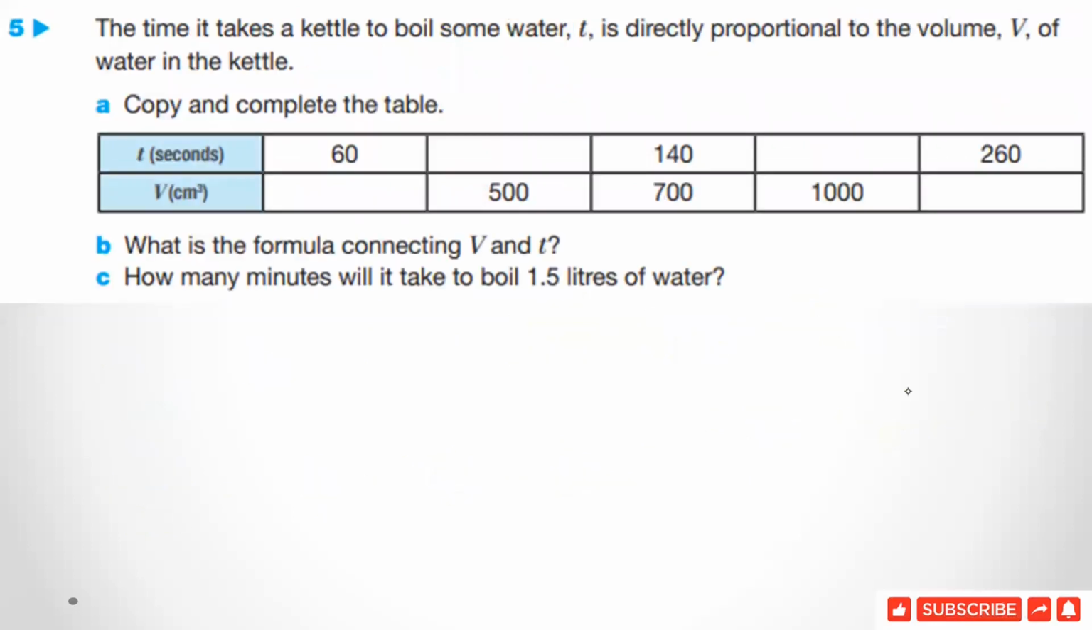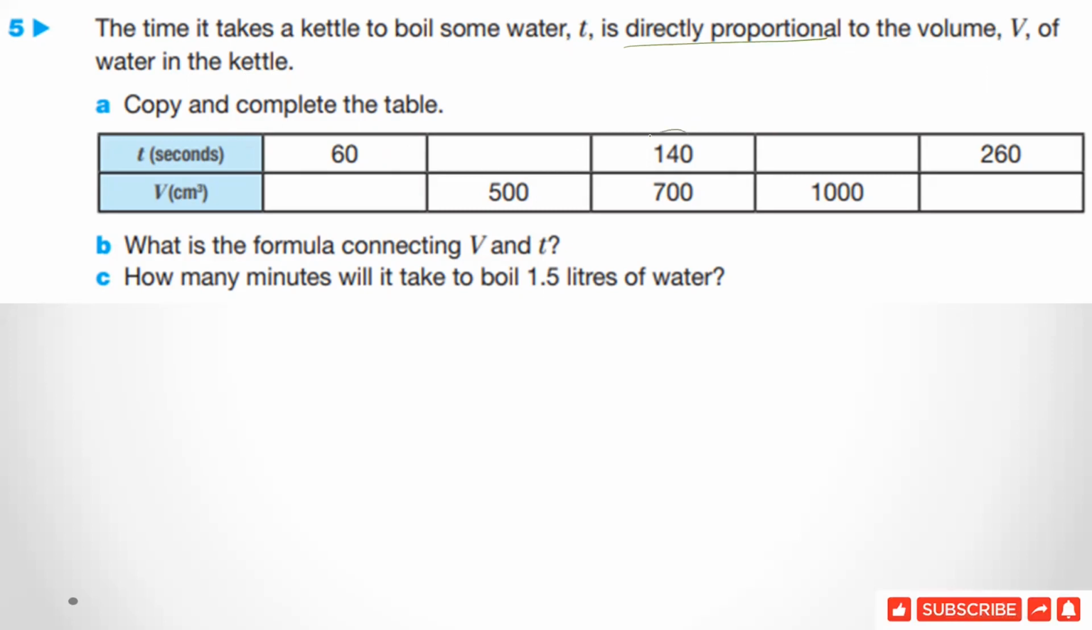Question 4 is over. Question 5. The time it takes a kettle to boil some water, T, is directly proportional to the volume V of water in the kettle. Here you see that they have already told us that these are directly proportional, so we don't have to worry about it. We must know that there is one number which, multiplied by one quantity, gives us the other.